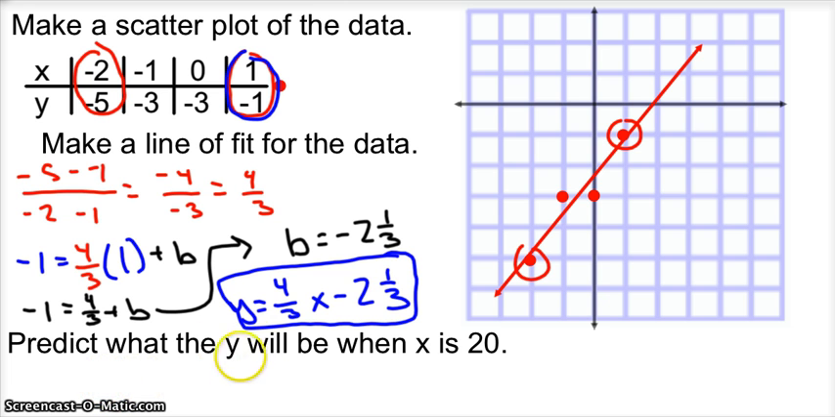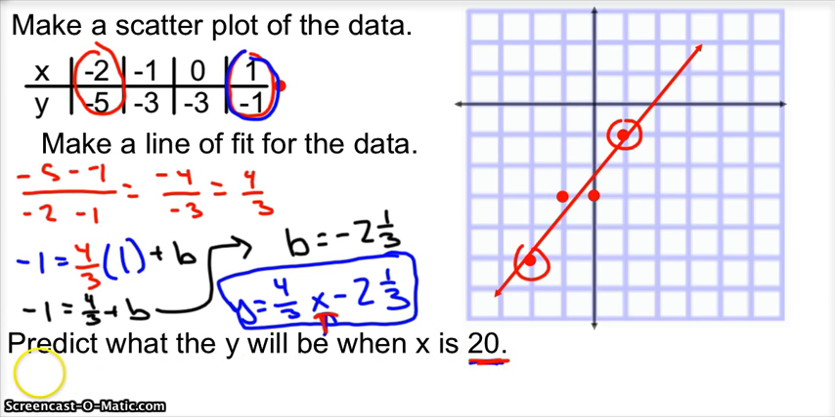Now we have to predict what y will be when x is 20. So I'm going to take this 20 and put it in for that x. Again, we're taking this 20 and putting it in for x. Now it could also say y is 40, so I would put 40 here and try to find what my x is, but we are looking for y.